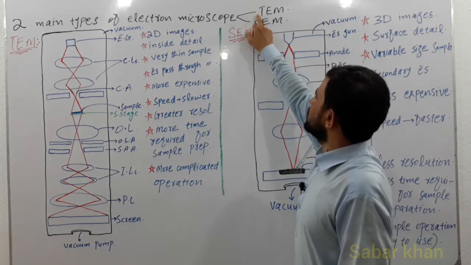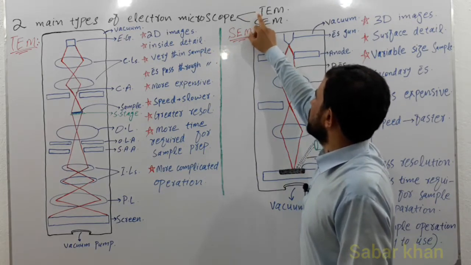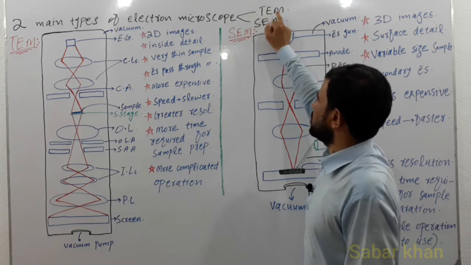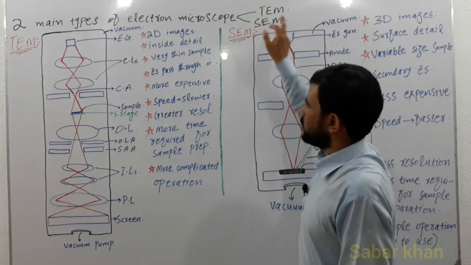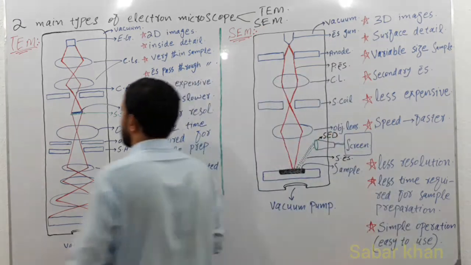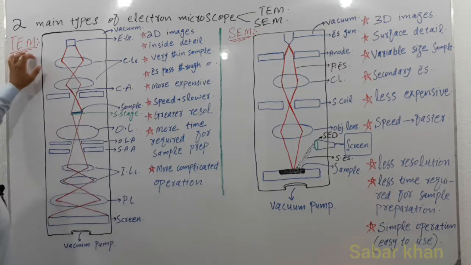The first one is the TEM, which stands for transmission electron microscope, and the second one is the SEM, which stands for scanning electron microscope. First we will come towards the transmission electron microscope.